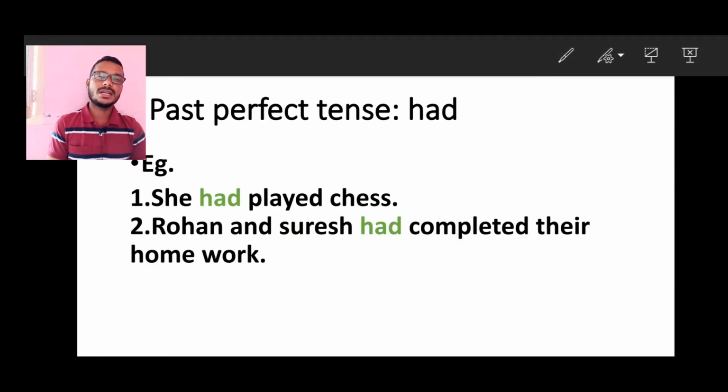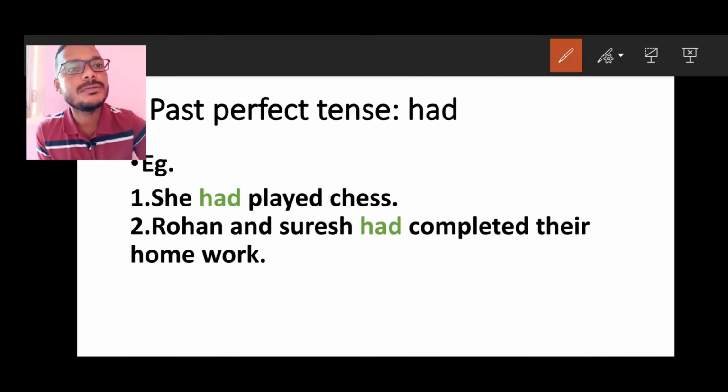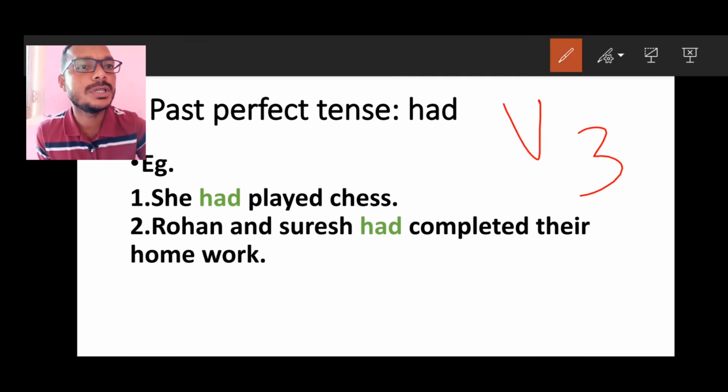For example, here I have taken some positive sentences. She had played chess. Had played. See, here also we use V3 with the helping verb, both in the present perfect tense and in the past perfect tense.